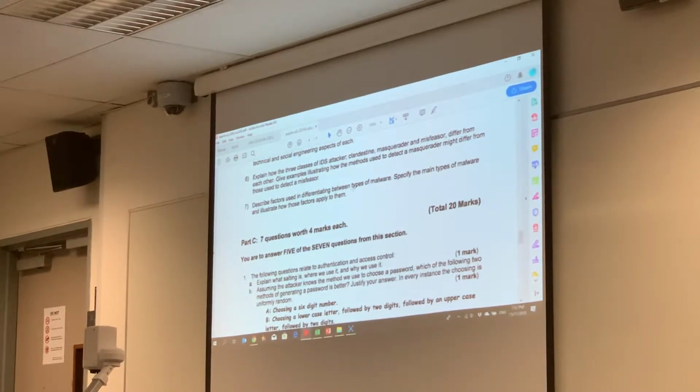Used in differentiating between different malware. So basically, whether based on the way they spread, the way the payload works, and then what's the other one? The trigger, yeah. So based on this, then you explain and give the example for each type.